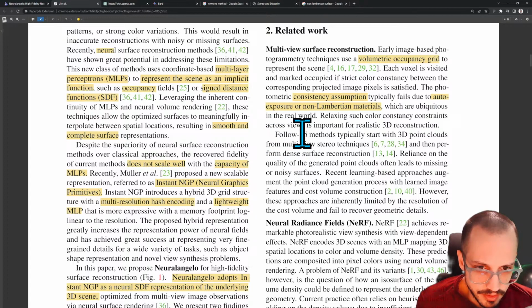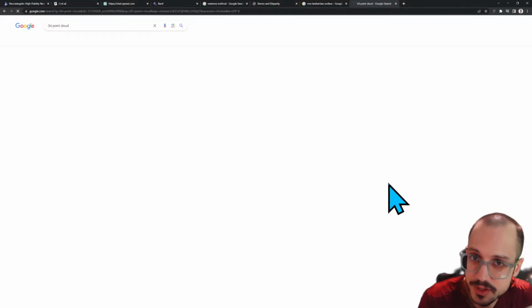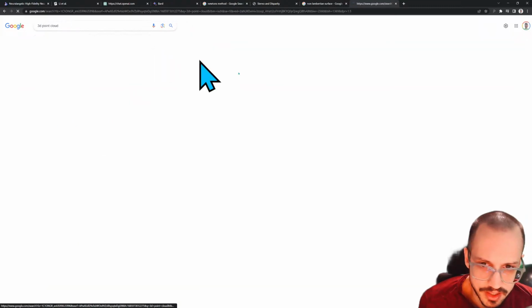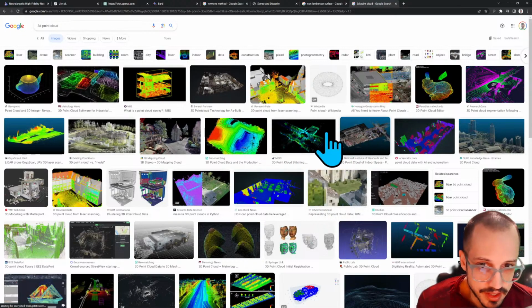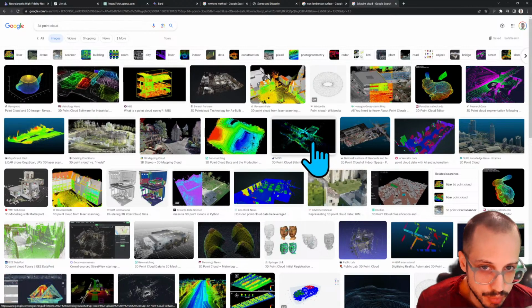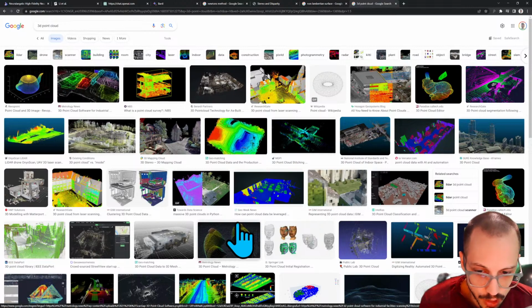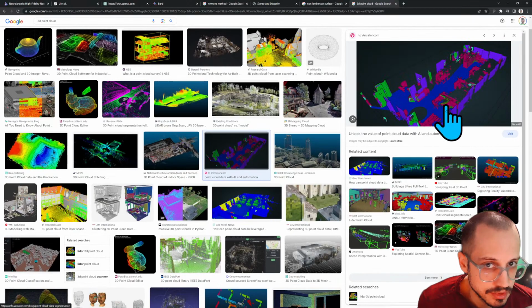Okay. Follow-up discussions or follow-up methods typically start with 3D point clouds from multi-view stereo techniques. So 3D point clouds, I think it's easier to explain what a point cloud is by just looking at a picture of a point cloud. You've definitely seen these before. It's basically this, right? So you have a bunch of points, and all those points are in some kind of global frame, and they correspond to some kind of real world scene.